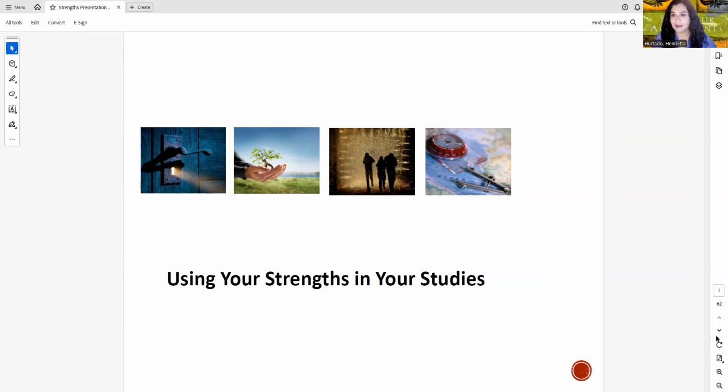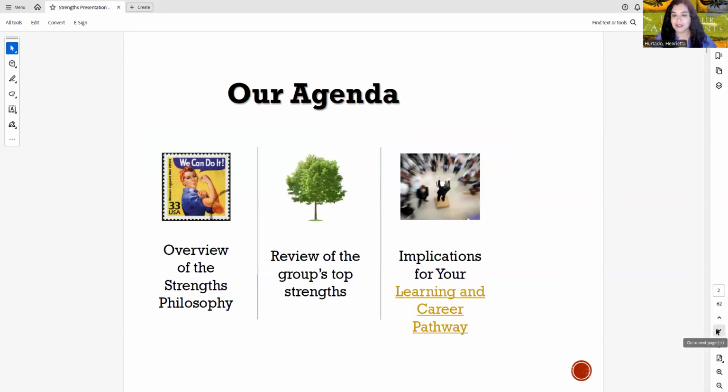So, our agenda is going to consist of giving you an overview of the strengths philosophy, a review of the group's top strengths, or your top strengths, and the implications for your learning and career pathway. By implications, I mean the change you would like to see happen as a result of understanding how to implement your strengths in your goals, whether it's for education or your life.